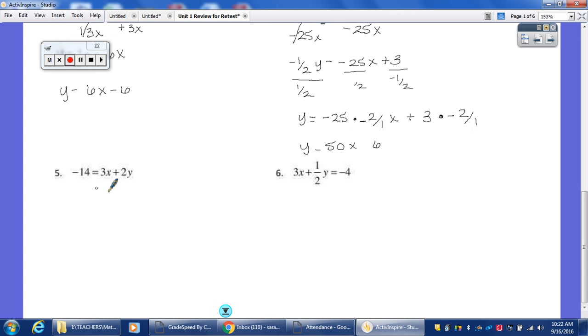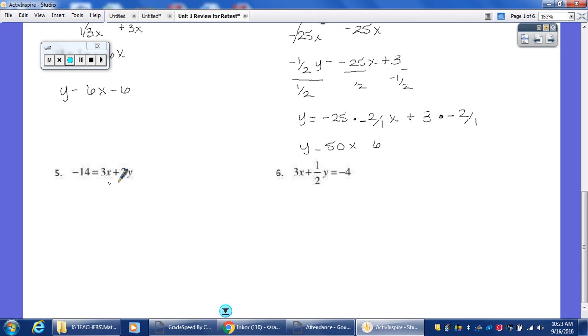Alright guys, our last couple questions. These, again, look just a little strange. Should that worry you? No. Notice that the x and the y are still on one side of the equation together. They're just on the right side instead of the left side. That's not a problem. You can move that 3x now and then divide by the 2 and it's totally fine.